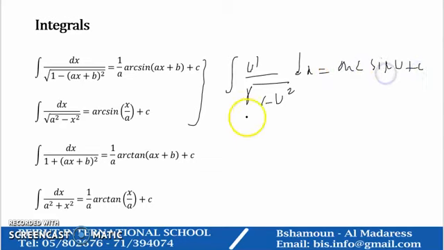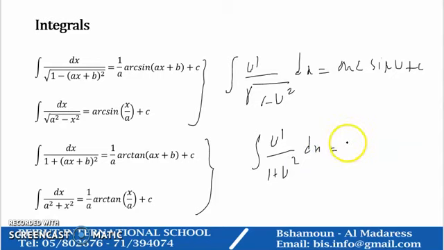And the last two formulas here: dx over 1 plus (ax plus b) squared equals 1 over a arctangent of (ax plus b) plus c. Also, dx over a squared plus x squared equals 1 over a arctangent of x over a plus c, by using the integral of u prime over 1 plus u squared dx equals arctangent of u plus c.